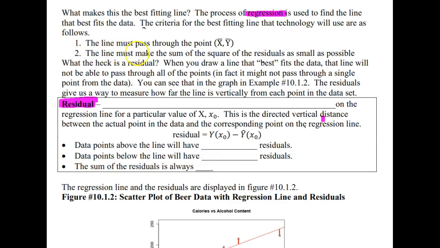First off, the line must pass through the point (x bar, y bar). So it finds the mean of all the x coordinates and then the mean of all the y coordinates, and that is the starting anchor point of this line of best fit.